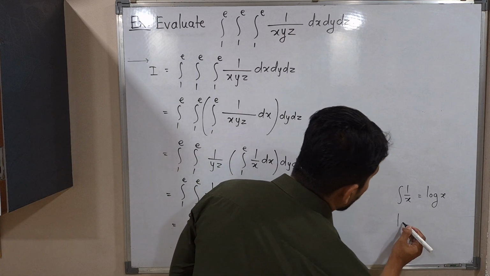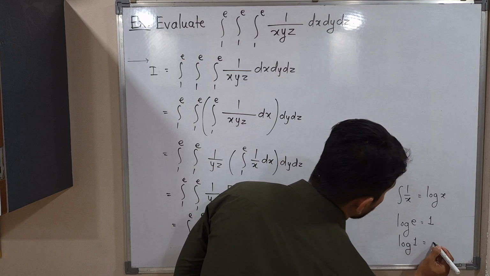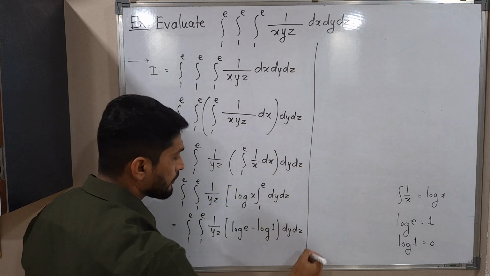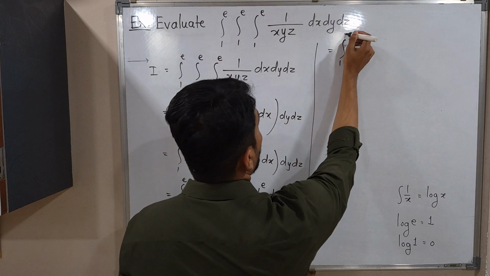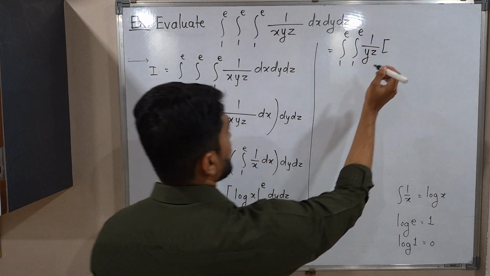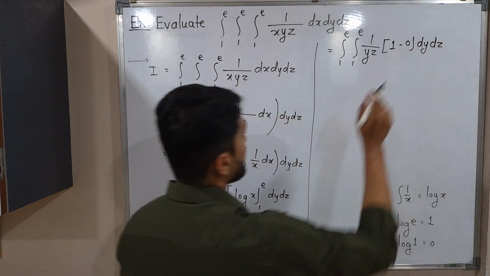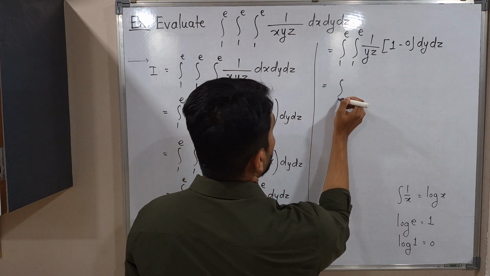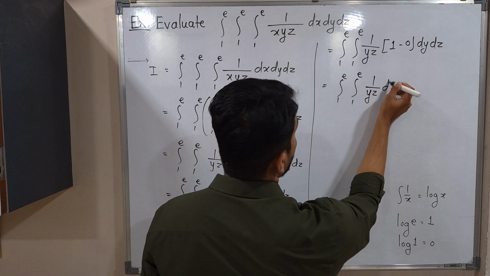We know the value of log e is 1, and the value of log 1 is 0. So let us use this fact and put their values here. Integral 1 to e, 1 to e of 1 upon yz, times (1 minus 0), dy dz. 1 minus 0 is 1, and 1 into anything gives the same. So this is equal to the integral 1 to e, 1 to e, where inside we simply have 1 upon yz dy dz.